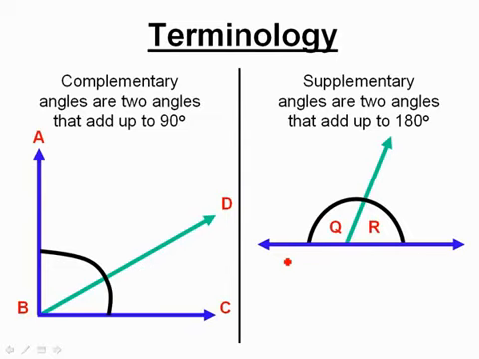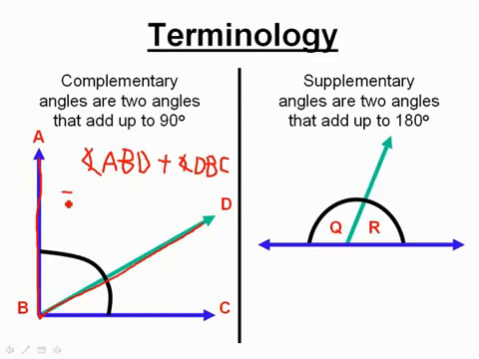Terminology. Complementary angles are two angles that add up to 90 degrees. So let's say we wanted to express this angle here, that I just coded in red ink. You could say something like angle ABD, which basically means you start at A, you go to B, and then you go up to D, and the angle that takes place at B when doing that. Okay. And then if you wanted the other angle, let's say DBC, plus angle DBC, well, those two would equal 90 degrees.